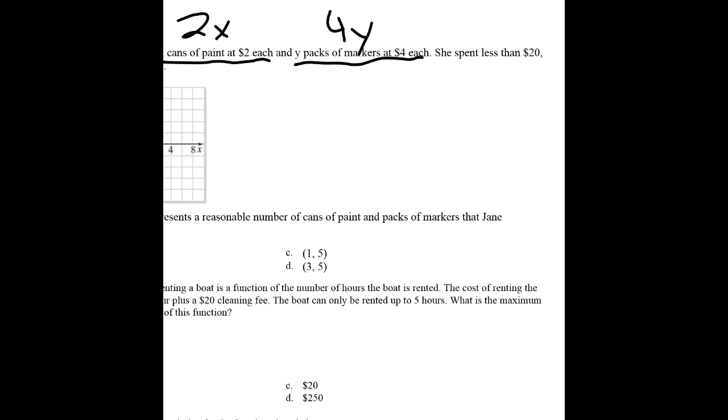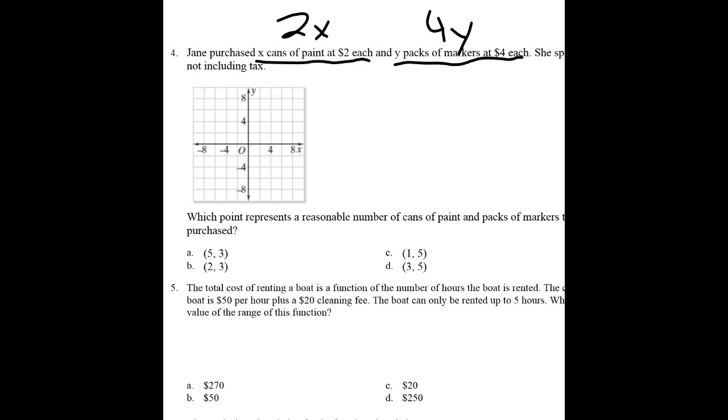She spent less than $20, not including tax. So I'm going to end up with 2X plus 4Y. Whatever this cost has to be less than $20. So that's my inequality. And I'm looking for a point that represents a reasonable number of cans of paint and packs of markers that she purchased.